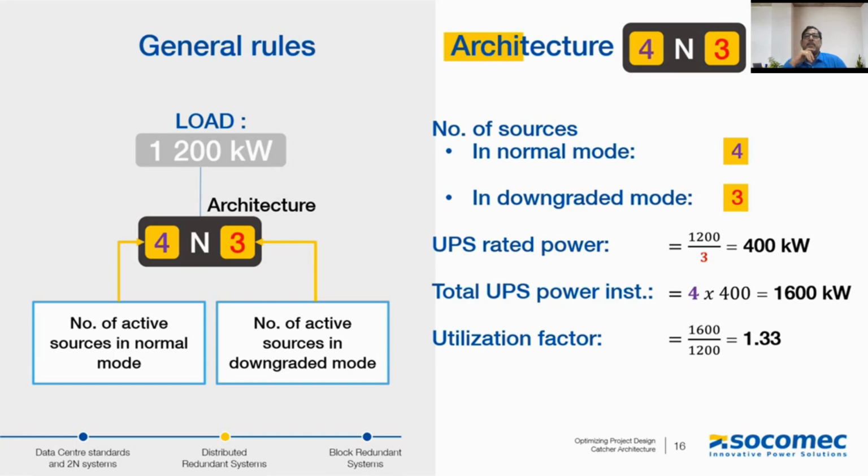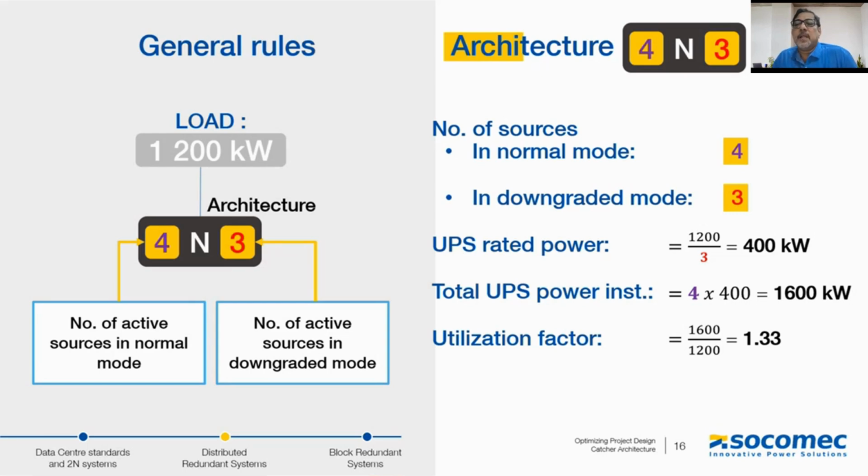You see the downgraded mode. In the downgraded mode, that is for installing 4 systems, when you have 3 in operation, they should be able to sustain the connected load. So this means the total power of the installed data hall, 1200 divided by 3. There are 3 systems in operation, meaning each system is to be rated for 400 kilowatts. So 4 systems of 400 kilowatts are to be installed for managing this 4N3 architecture.